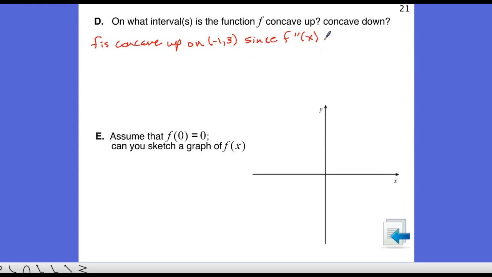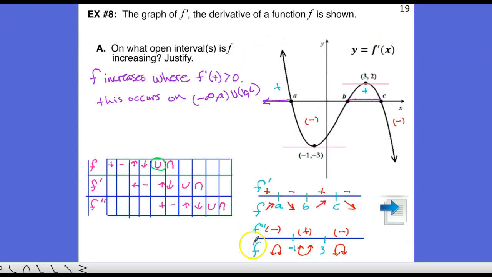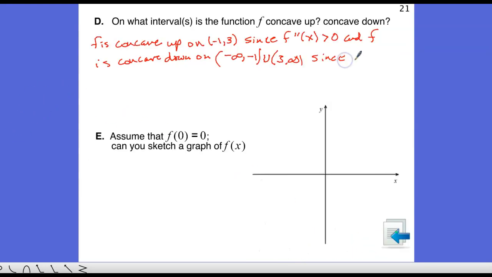So for part D, let's go ahead and write f is concave up on (-1, 3), since f double prime of x is positive, and f is concave down on negative infinity to -1 and 3 to positive infinity, since f double prime of x is negative. Alright, now in part E, they tell us to assume that f of 0 is equal to 0. So we'll put a point at the origin. And then they say, can you sketch a graph of f of x?